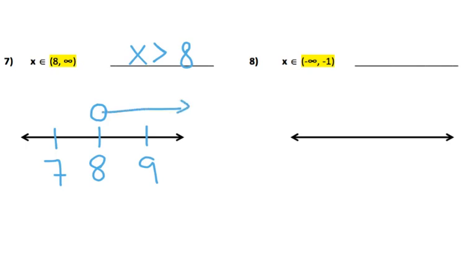Okay, number 8. So we have X as an element from negative infinity to negative 1. So notice both parentheses. That's a key looking at our number, negative 1. It's a parenthesis, so we're going to have a less than or greater than. Negative infinity means less than, so we have a less than negative 1. So X is less than negative 1. Then we have negative 1, 0 to the right, negative 2 to the left. We'll have an open circle at negative 1, and our arrow going to the left.